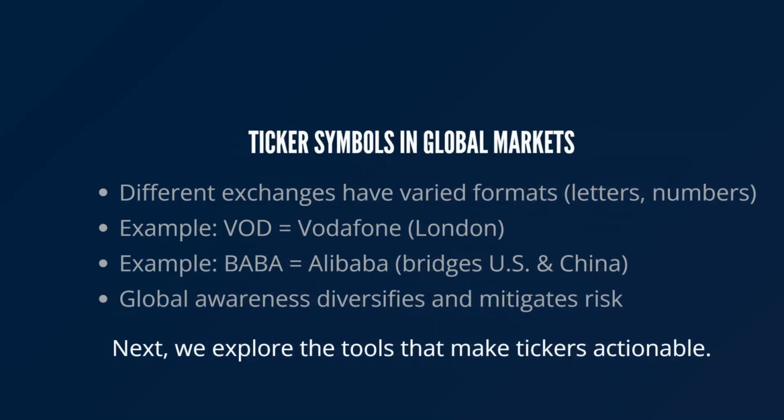Slide 9, Lesson 6, Global Markets. Tickers aren't just a U.S. phenomenon. Internationally, exchanges have their own formats, letters, numbers, or alphanumeric combinations. VOD represents Vodafone in London, while BABA links you to Alibaba, bridging U.S. and Chinese markets. Understanding global tickers expands your perspective and opens doors to diversification. Each international symbol carries cultural, economic, and regulatory nuances. When you track global tickers, you're not just investing, you're observing the interconnected web of global commerce.